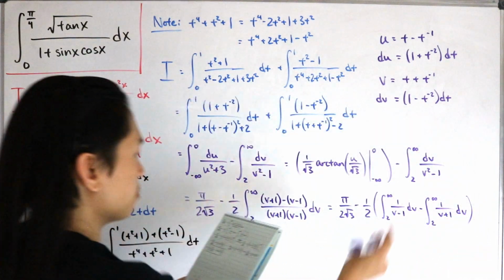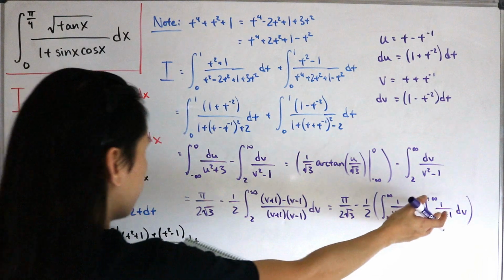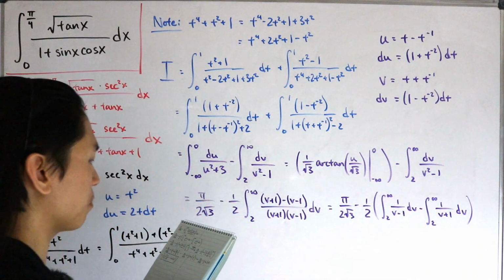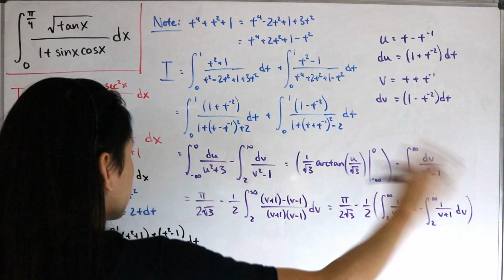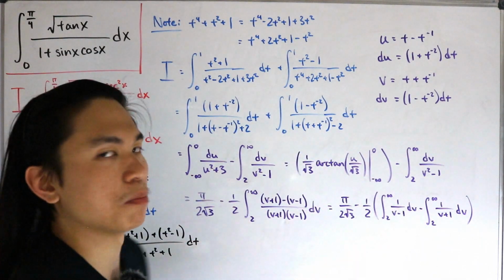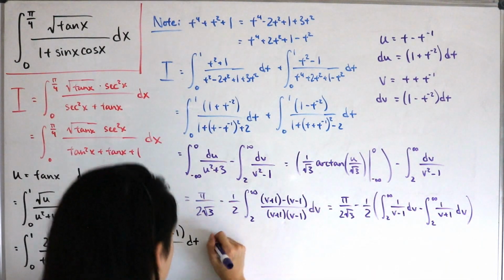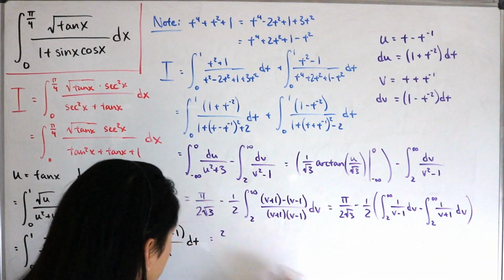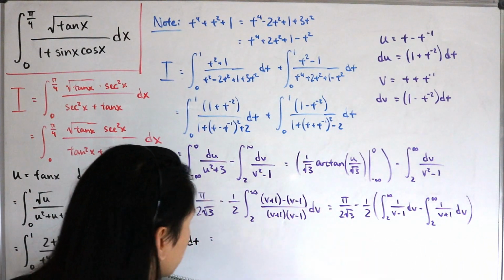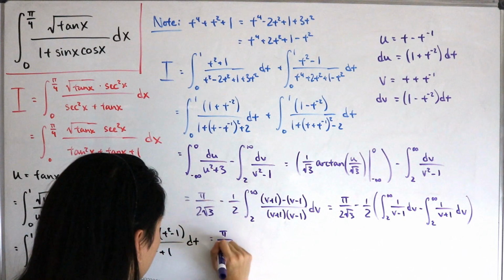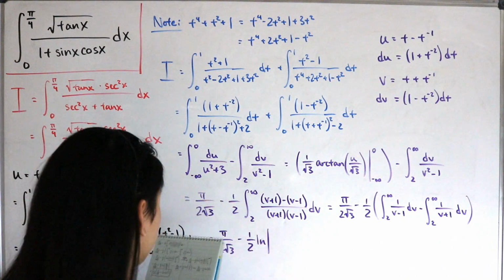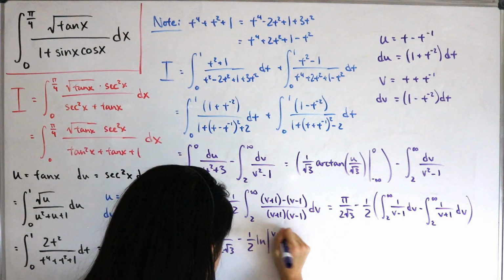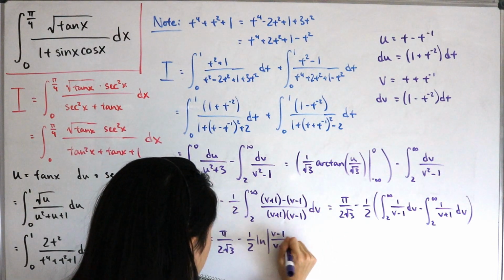Okay, and then it's straightforward that we know the antiderivatives, and then we plug in our bounds. Also, we notice that both of their antiderivatives are the natural log, so why don't we combine both together into a single logarithm? So now I have pi divided by 2 times the square root of 3, then minus 1/2, then the ln. Let me put this in terms of the absolute value: absolute value of v minus 1 over v plus 1.